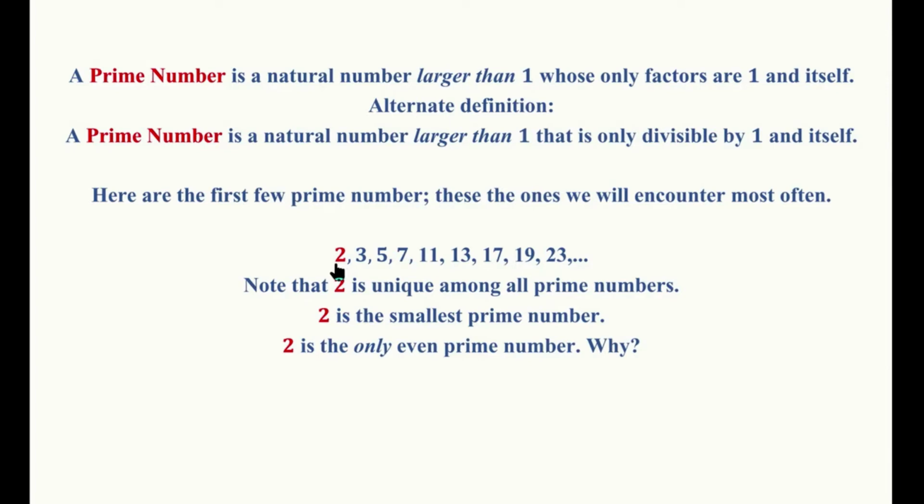Now, why would it be the only even prime number? Think about it. If there's an even number larger than 4 which is prime, then it's supposed to be divisible only by 1 and itself, but that can't be, because any even number larger than 2, say 4 even, just the very next one, is divisible by 2, so it cannot by definition be prime. So 2 is the only even prime number.